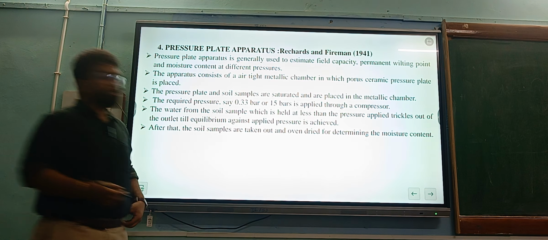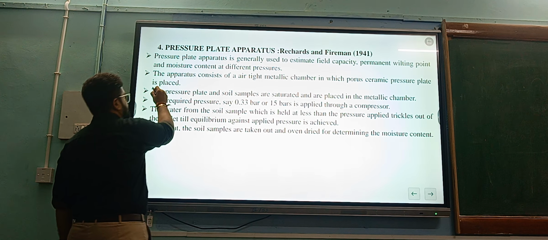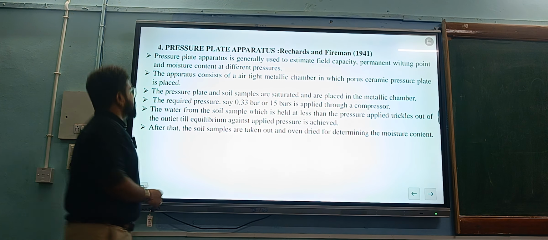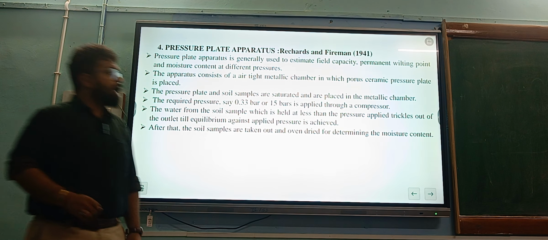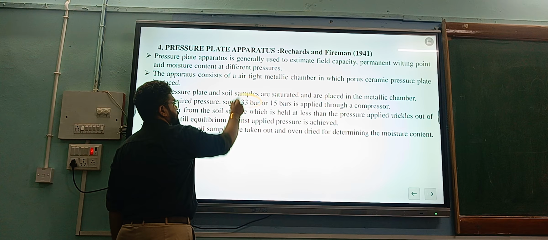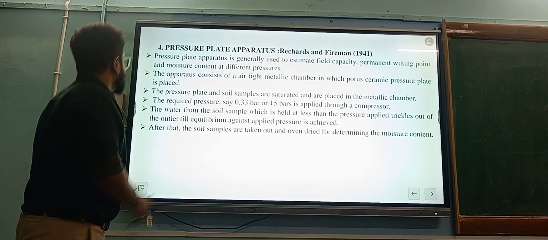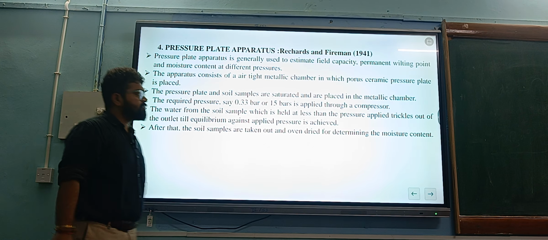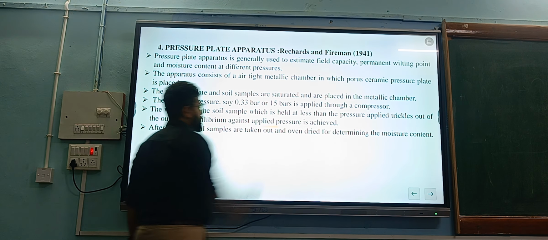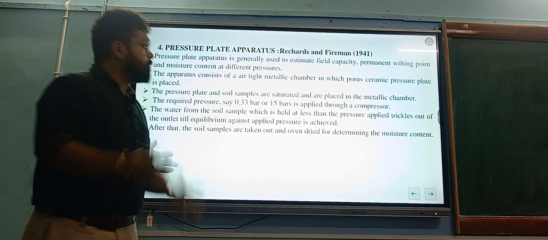The apparatus consists of an airtight metallic chamber in which a porous ceramic pressure plate is placed. Generally, the soil samples are placed on the pressure plate. Then the pressure plate and soil sample are saturated and placed in a metallic cylinder or chamber, and the required pressure, say 0.33 bar at field capacity and 15 bar at permanent wilting point, is applied through a compressor. Then the water from the soil sample, which is held at less than the pressure applied, trickles out through the outlet till equilibrium against the applied pressure is achieved. After that, the soil samples are taken out and oven dried to determine the moisture content.